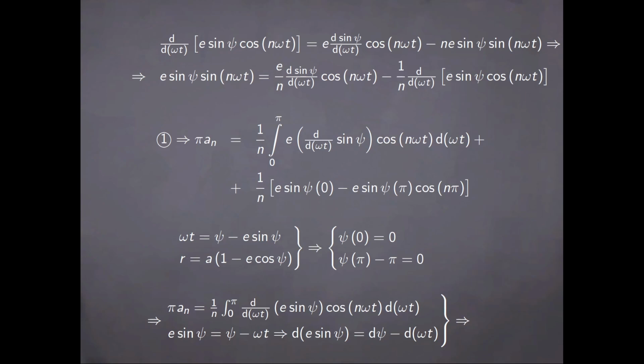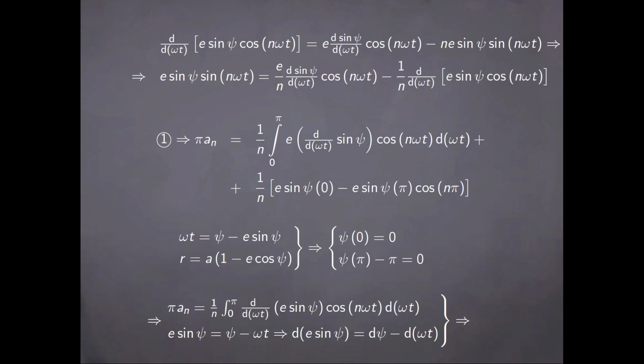And now it is clear, from Kepler's equation and from the definition of radius as a function of the eccentric anomaly, that the eccentric anomaly at the origin is 0, and that at pi it is equal to pi due to being a periodic function. As such, the second term here vanishes, and pi times a of index n is given by the integral here.